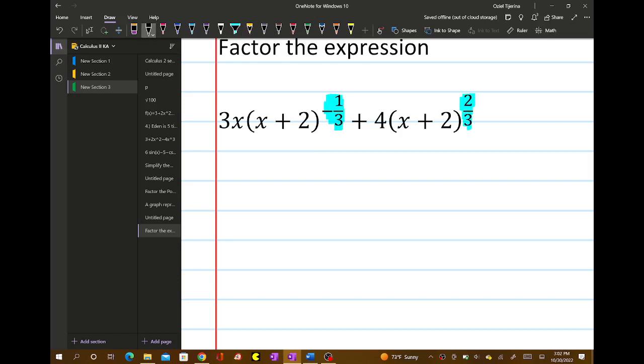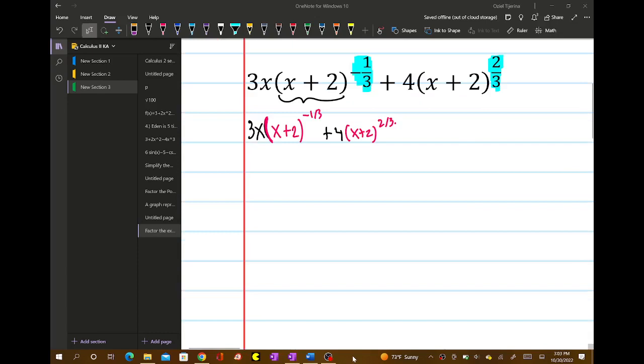So obviously we can go ahead and factor out x plus 2. We can literally factor x plus 2 to the -1/3 out. So let's just say we have something like this.